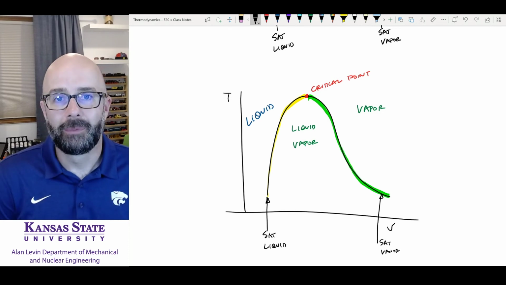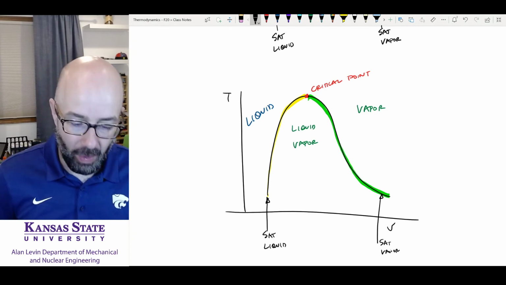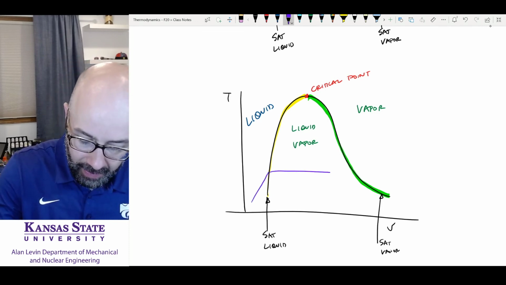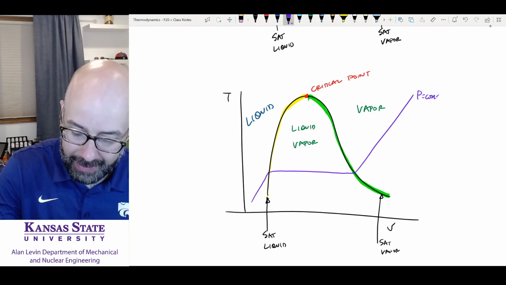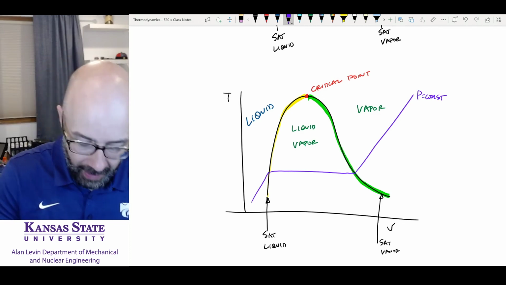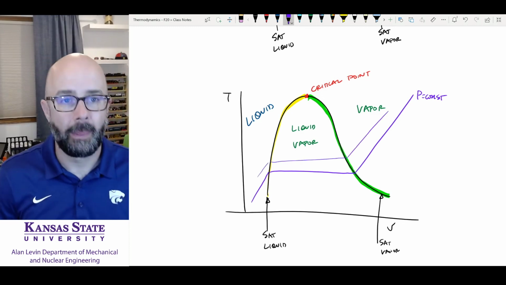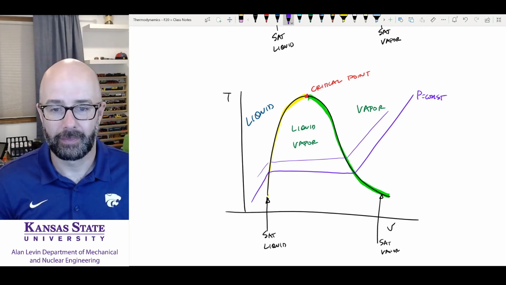Very similar to a PV diagram. In fact, everything I put here is the same. But what's going to be different is that we're going to have lines of constant pressure that are going to go up like this. This is pressure equal to constant. It's the opposite direction of a PV diagram. And so you're going to have many lines of constant pressure here. Again, you need to know how to draw a TV diagram.